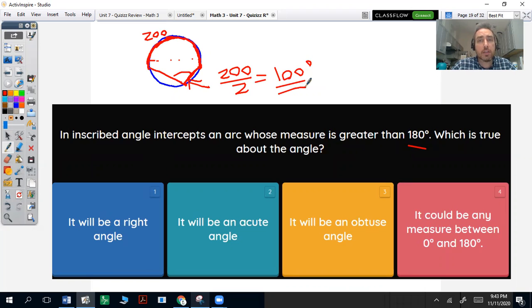Now look at that 100 degrees. Is 100 degrees a right angle? No, that's 90. Is it acute? No, acute is less than 90. So it will be obtuse, because obtuse is greater than 90 degrees. Anything bigger than 180, when you divide by 2, is going to be bigger than 90. So it's going to be an obtuse angle. It cannot be less than 90, because you're dividing a number bigger than 180. End of story. Next question.